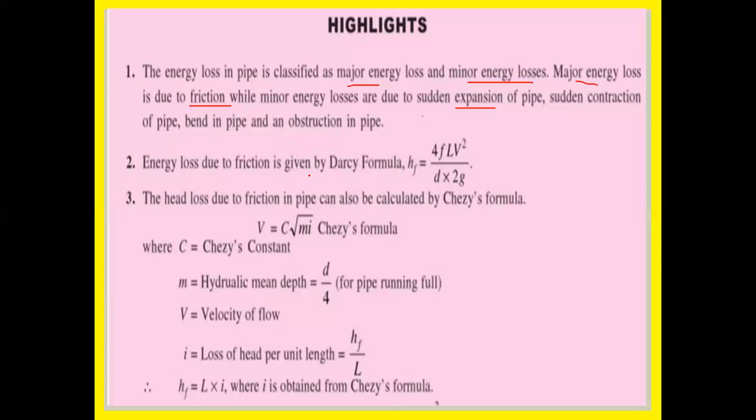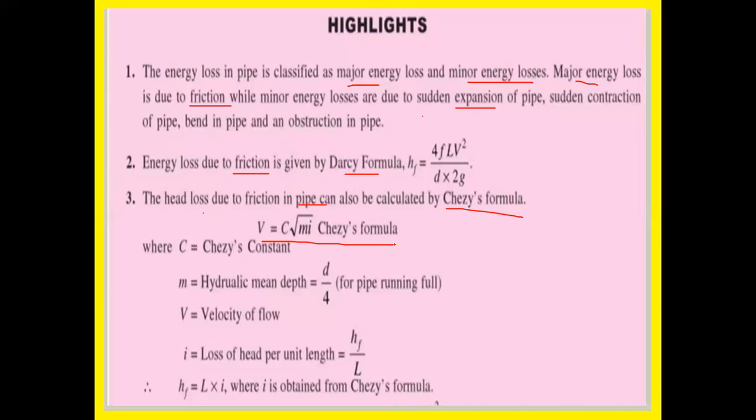The energy loss due to friction, major energy loss, by the Darcy Weisbach formula, hf is equal to 4 f L V square by 2g, right? Whereas the loss of head due to friction in the pipe is also calculated by Chezy's formula. Chezy's formula: V is equal to C root mi. So that is my major energy loss.